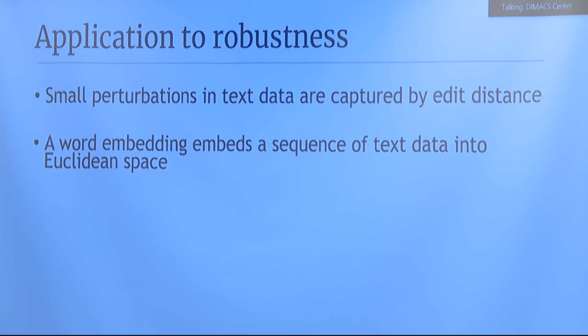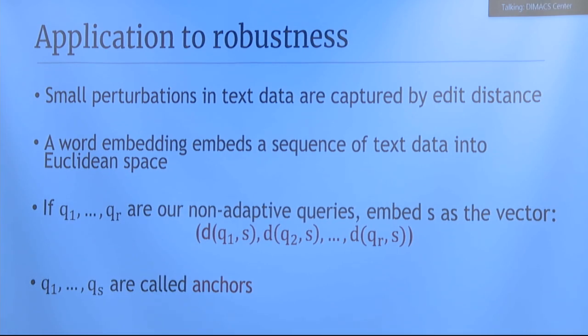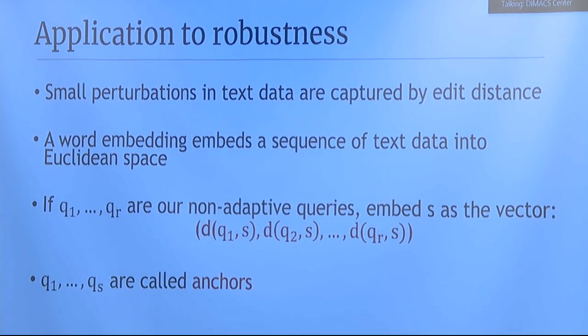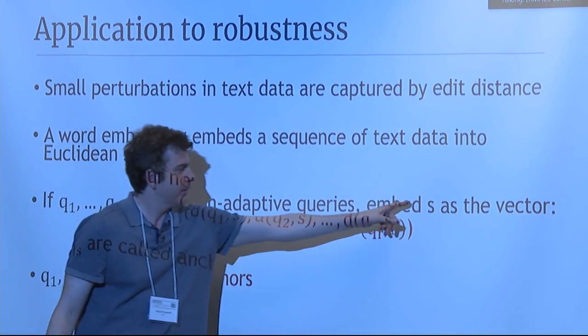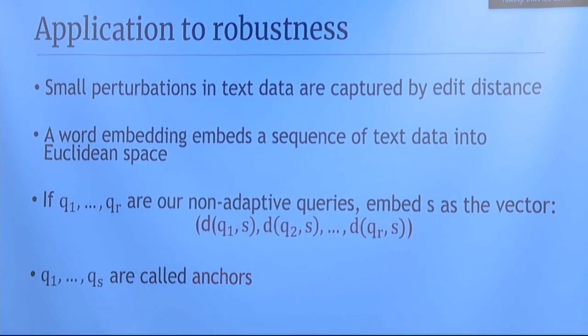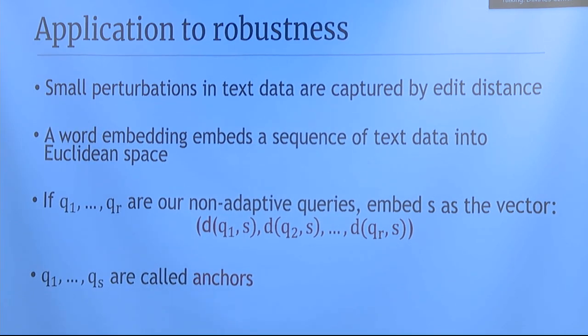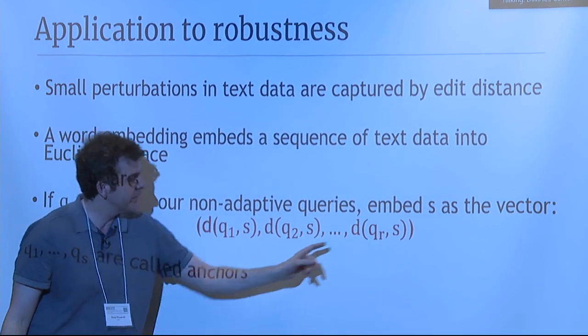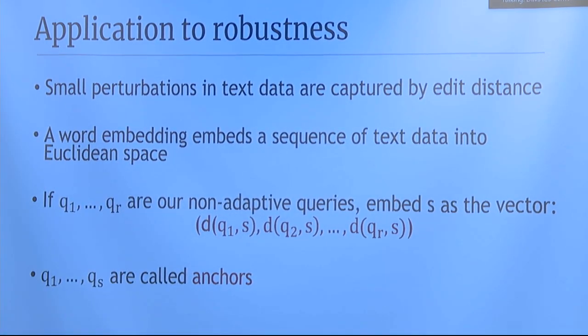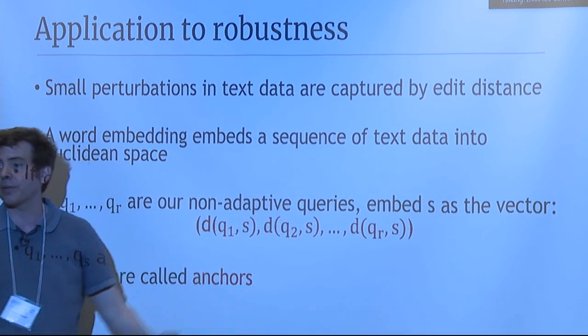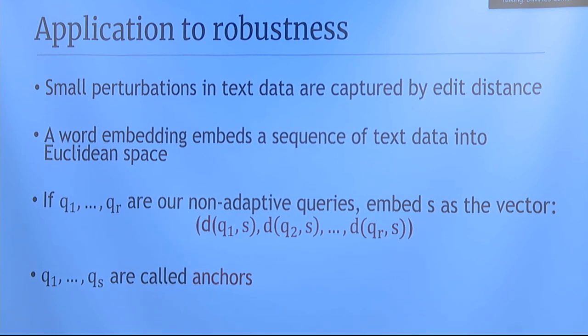And one way of doing that here is if we have a sequence of queries, Q1 through QR, that can non-adaptively recover some secret S, say under edit distance, then we can encode our string S as a list of distances, as a vector. The number of coordinates is equal to the number of queries that we need in our non-adaptive scheme. And it just lists the distances to each of those queries one by one. These are sometimes called anchors in the learning literature.